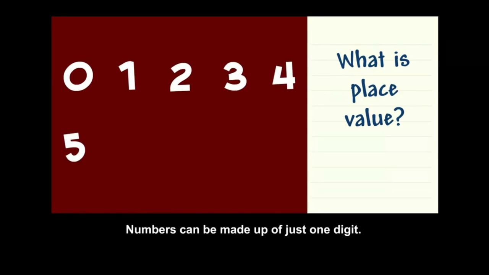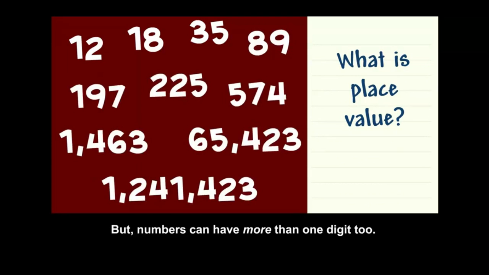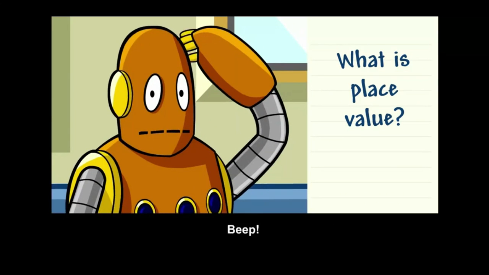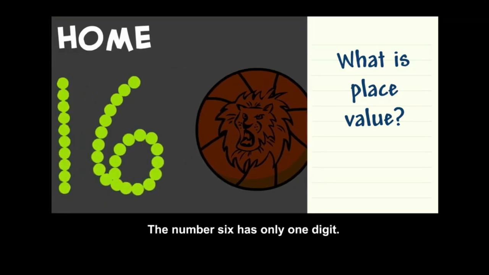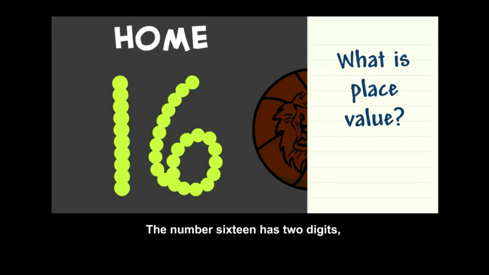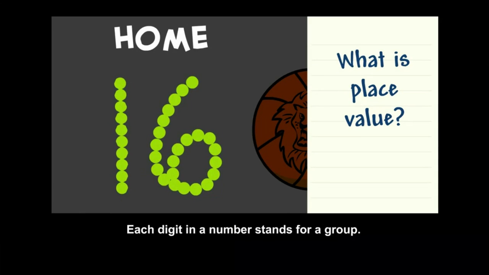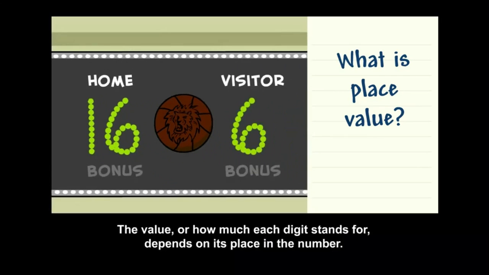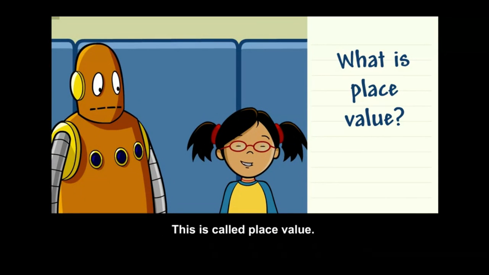Numbers can be made up of just one digit. But numbers can have more than one digit, too. The number 6 has only one digit. The number 16 has 2 digits, 1 and 6. Each digit in a number stands for a group. The value, or how much each digit stands for, depends on its place in a number. This is called place value.